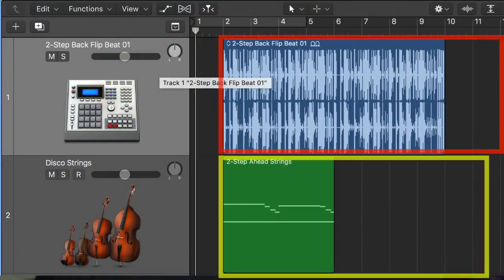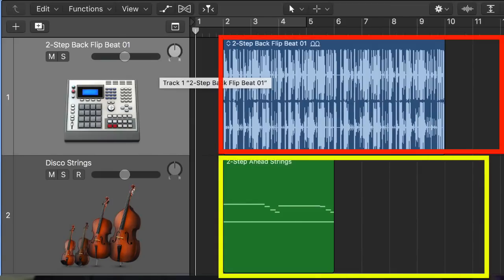In Logic, what is the shortcut for saving your session? What are the 2 shortcuts for the mixer? What is the shortcut for the piano roll? Which of these two options is an audio region? Which one of these two options is a MIDI region?